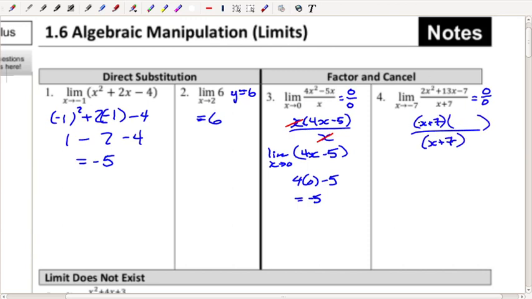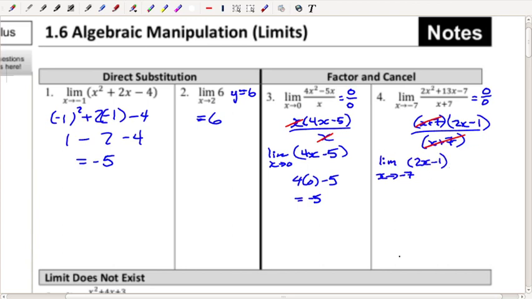So I need my first two terms to multiply to 2x squared, so I think this should be a 2x. And my last terms should multiply to negative 7, so this should be a minus 1. Double check that you do get your middle term. I have x, so that's minus x plus 14x is a plus 13x, which is going to work. And then I can cancel the x plus 7s, which makes me happy, and now I have the limit as x goes to negative 7 of just 2x minus 1.